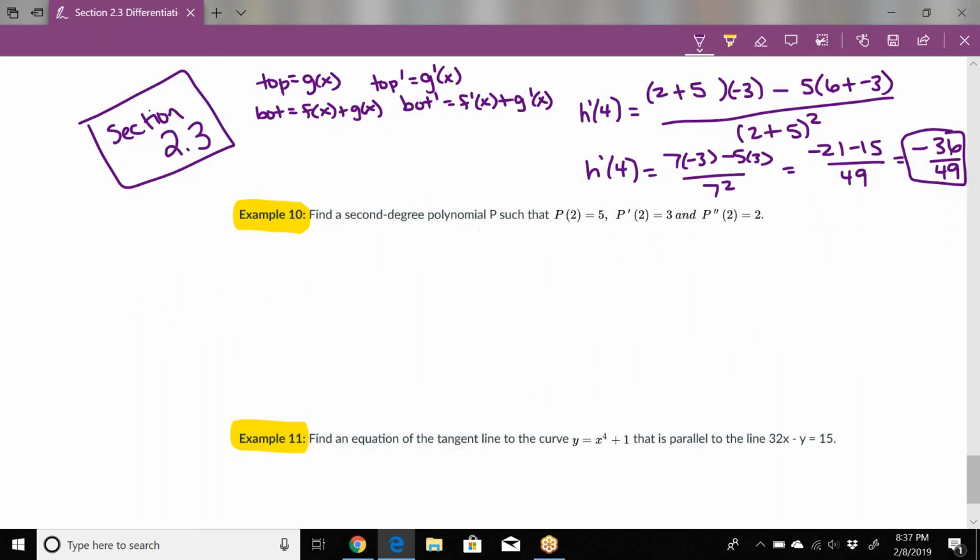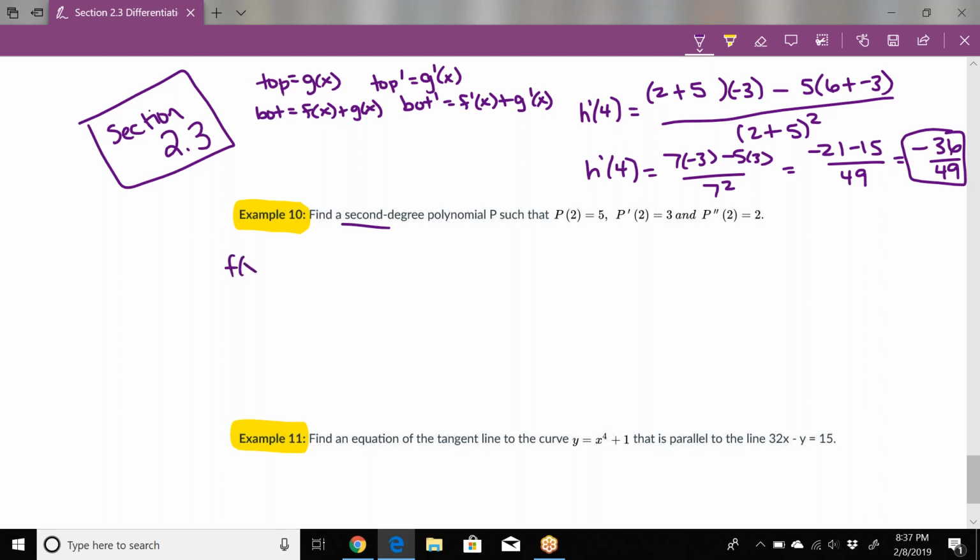Now for number 10, this is a working backwards problem. Essentially, they've given us the ordered pairs for the function at 2, the derivative at 2, and the second derivative at 2. And it wants us to find the original polynomial that would meet all of these conditions. And it has to be a second degree polynomial, which means it is essentially like a trinomial. That's what we're going to assume.